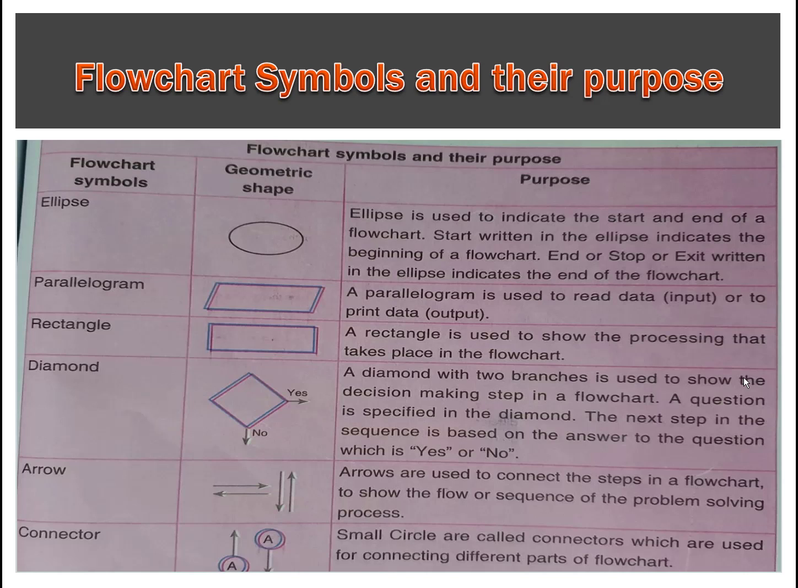Next is arrows. Arrows are used to connect the steps in a flowchart to show the flow or sequence of the problem solving process. Last is connector. Small circles are called connectors, which are used for connecting different parts of a flowchart.